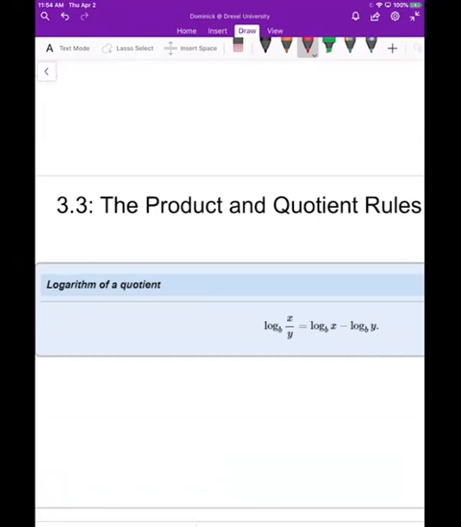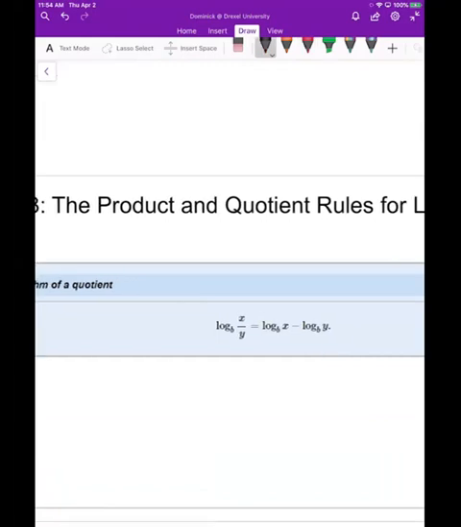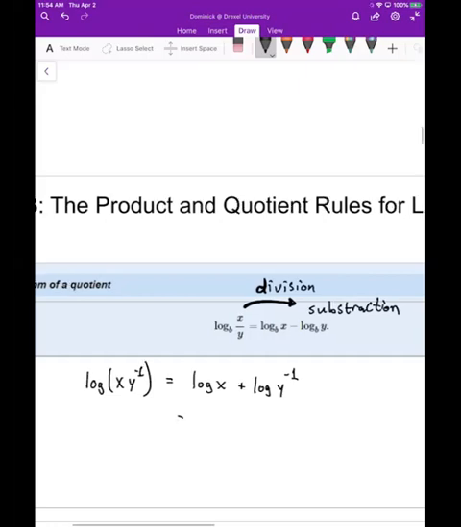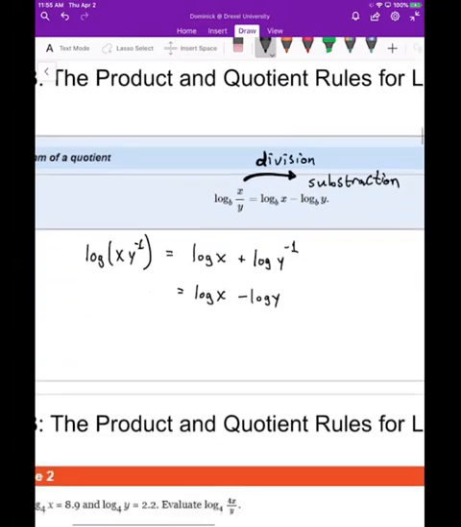Now, the quotient rule is similar, and the difference is that you have division becoming subtraction. And you can actually show this, if you can believe that the product rule is correct. If you think of this as log of x times y to the negative first, using your properties of exponents, then this is log of x plus log of y to the negative 1. Then you can use your power rule to bring that negative 1 out front, and you exactly get the quotient rule that way as well. All right, so that's what the quotient rule is.